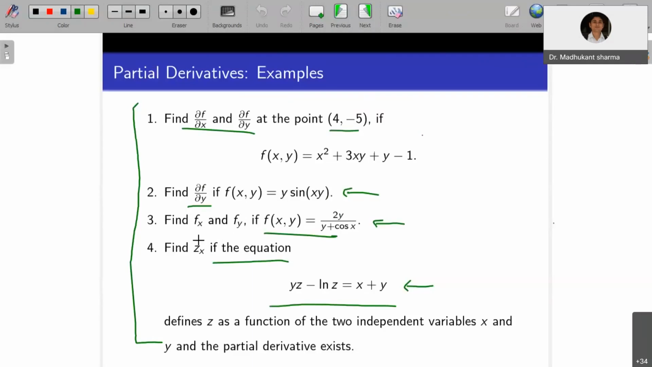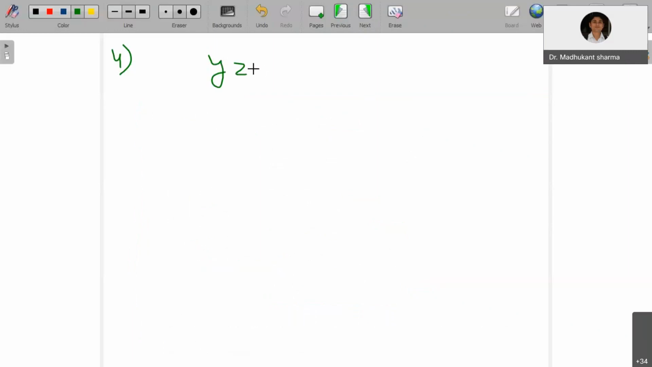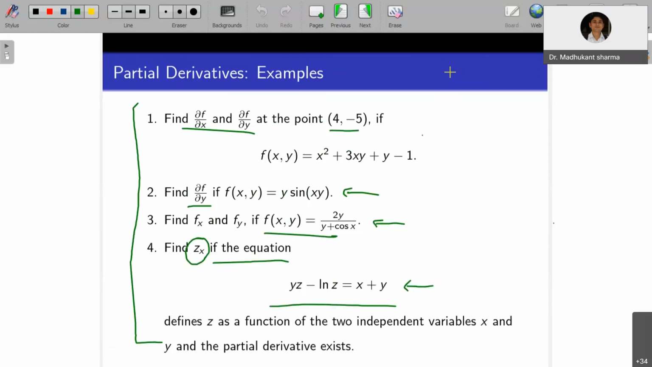We are supposed to find zx, meaning dou z by dou x, z differentiated partially with respect to x. And you have been given an equation of how z, x and y are related: yz minus ln z is equal to x plus y. This defines z as a function of the two independent variables x and y and the partial derivative exists. Whenever it is given that you find zx, it is pre-assumed that the partial derivative exists, and you start doing it.